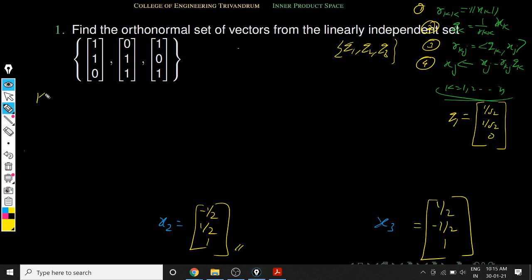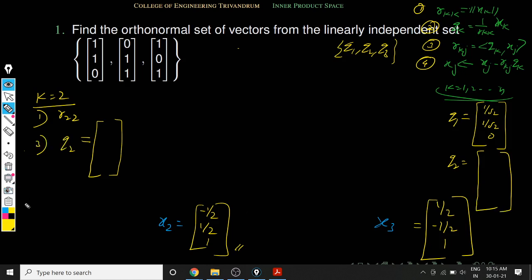Okay, in the next iteration we assume that k equal to 2. Then step 1 gives r22, then step 3 gives q2. After simplification, what is q2? You compute r22, then q2, and r22 is the norm of x2.